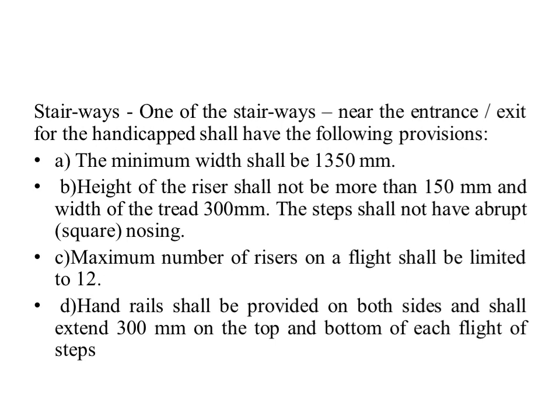The stairway is one of the provisions to be made. So one of the stairways near the entrance for the handicapped shall have the following dimensions or provisions. The minimum width shall be 1350 mm. The height of riser shall not be more than 150 mm and the width of tread should be 300 mm. The step shall not have abrupt nosing. The maximum number of risers on a flight shall be limited to 12. Handrails shall be provided on both sides and shall extend 300 mm on top and bottom of each flight of steps.